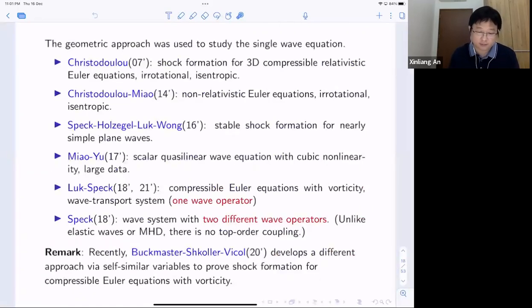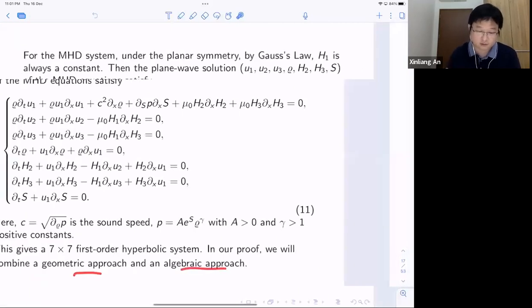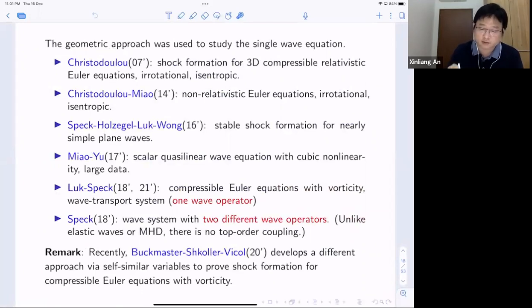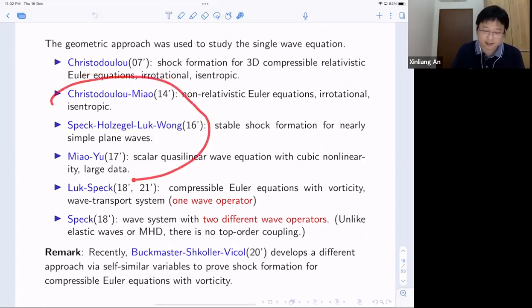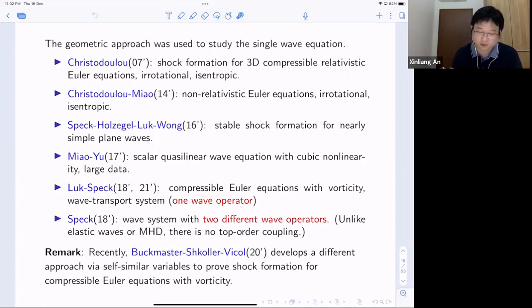Some remarks about the geometric approach and the algebraic approach. The geometric approach was used to study a single wave equation, and we have quite a rich literature about the single wave equation. There were some previous works, but in 2007 Christodoulou gave a quite detailed geometric description of shock formation. He did this for the 3D compressible relativistic Euler equation, which is irrotational and isentropic. Later this result was generalized to quite different settings and scenarios. In particular, in a work by Luk and Speck, they generalized this result to the compressible Euler equation, allowing nontrivial vorticity. This can be considered as a single wave equation coupled with a transport equation.